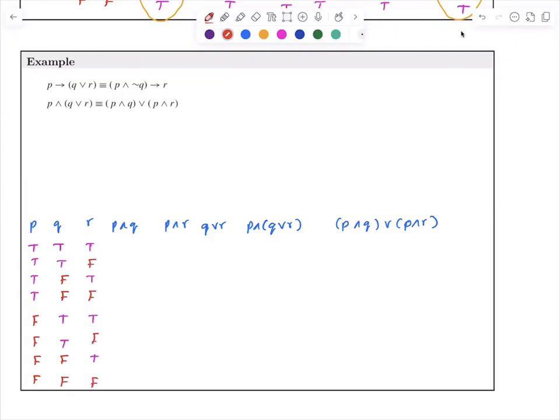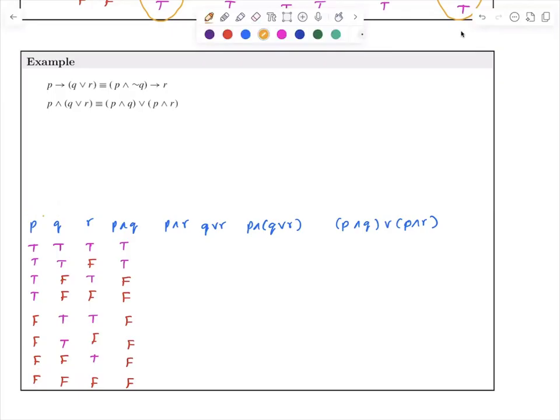Very well. So P and Q, connecting these two using and. True and true is true. True and true, true. True and false, false. True and false, false. False and true, false. False and true, false. And then false and false, which is false. Okay.